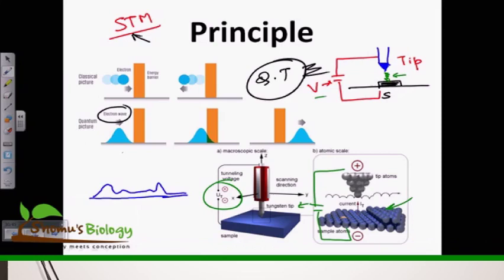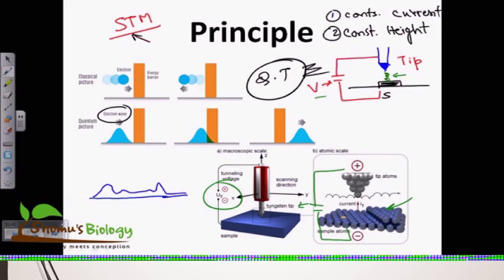Now here's the idea. We have this tip. The tip is attached to a rotator which can move from one place of the sample to another place of the sample. During that process, we can use two important techniques to find out the surface structure of the sample. One technique is termed constant current. Another one is termed constant height. So constant current and constant height.